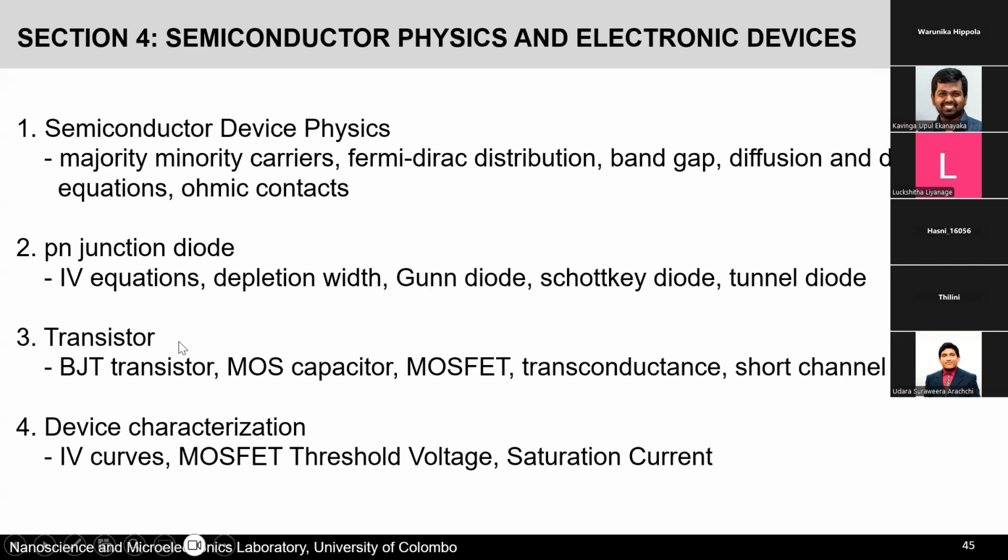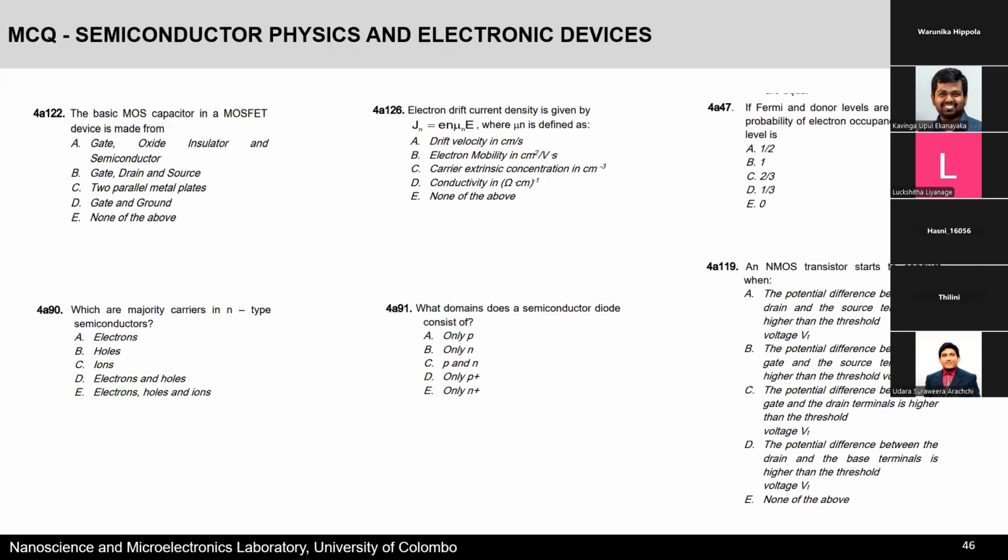of the diodes. Then the transistor, definitely you should see the MOS capacitor. I did not even cover that in this lecture. Then MOSFET transistor, short channel effects, device characterization, and IV curves and threshold voltage, and so forth in this section. So I also found a few MCQs that are actually relevant from what we just covered in this presentation. One question is the basic MOS capacitor in a MOSFET device is actually made from what?